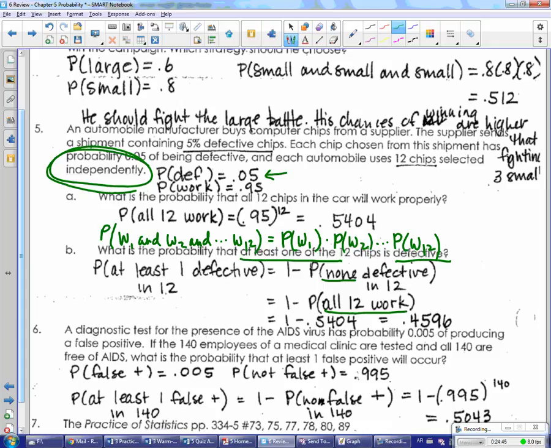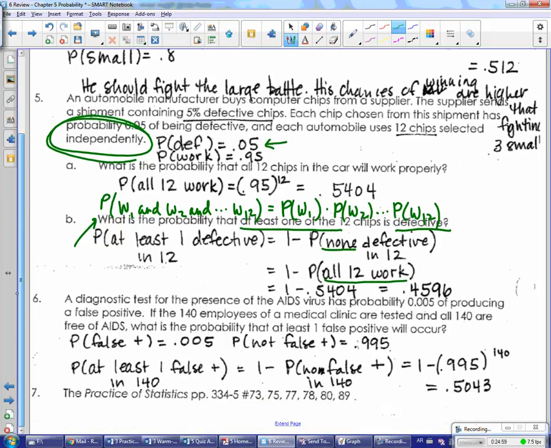part A. And again, this is a type of question where you might be given the information and then simply asked the question in part B and not prompted to figure out the probability that all of them work ahead of time. So maybe a one-question problem that you'll need to be able to answer. Number 6 is very similar. It's a diagnostic test. So I'll let you take a look at that. So the probability of at least one false positive in 140, the complement of that would be 1 minus the probability of no false positives in 140.